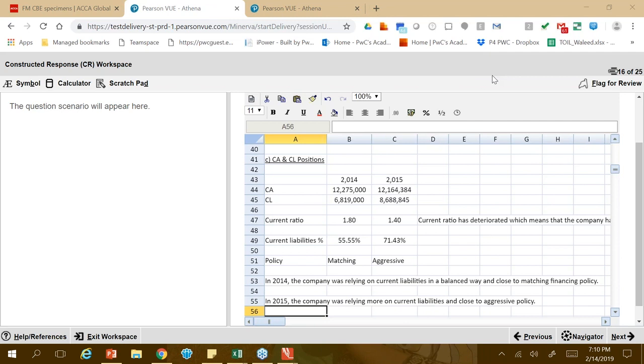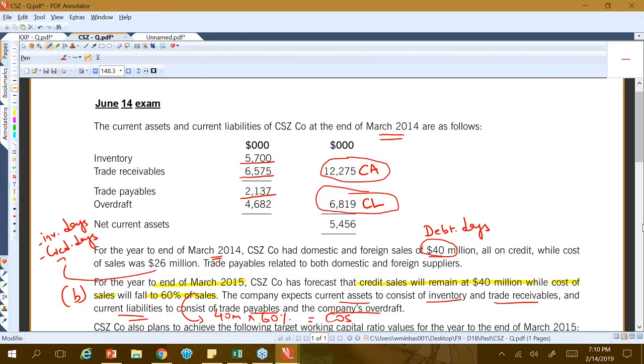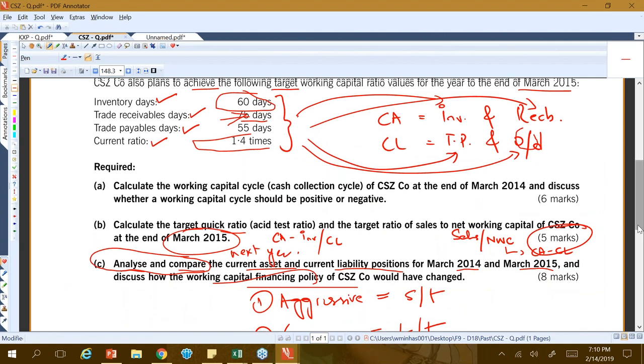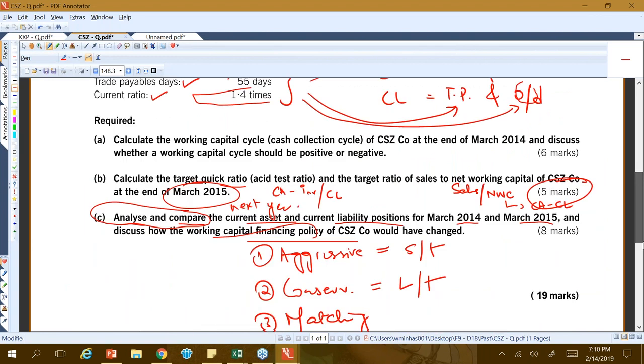This is a really, really good question. Please practice this a few times. It's a really good question of thinking about a different aspect of working capital, and not just the traditional receivables and inventory, but thinking about some things on ratios, thinking about the financing policies on working capital. So I hope that this was useful.